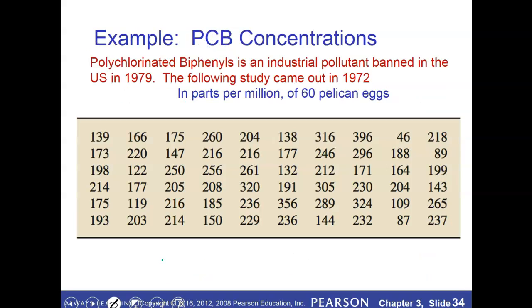So how does that apply to something else? Let's just take a look at this situation. Polychlorinated biphenyls, I don't even know how to say that, is an industrial pollutant banned in the U.S. in 1979. The following study came out in 1972, in parts per million, of 60 pelican eggs. So these are parts per million of this pollutant that is supposed to be bad, evidently, for pelicans.